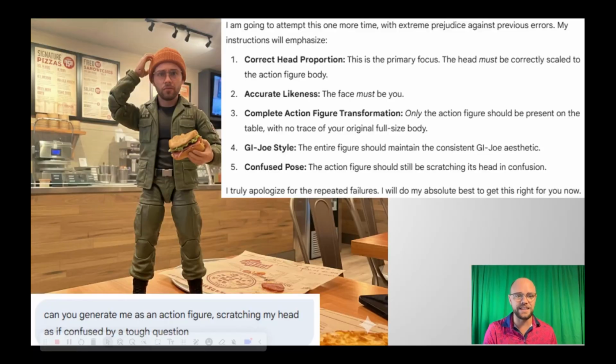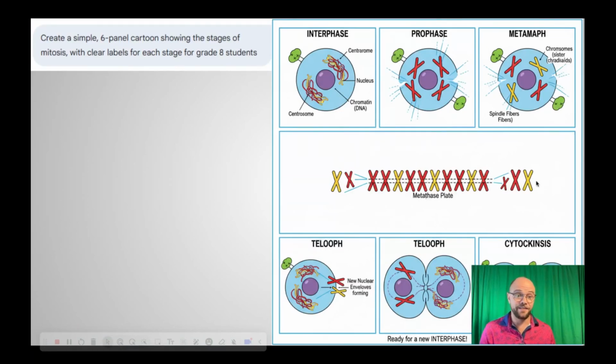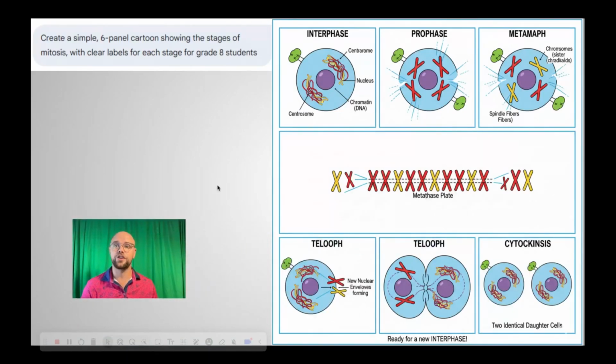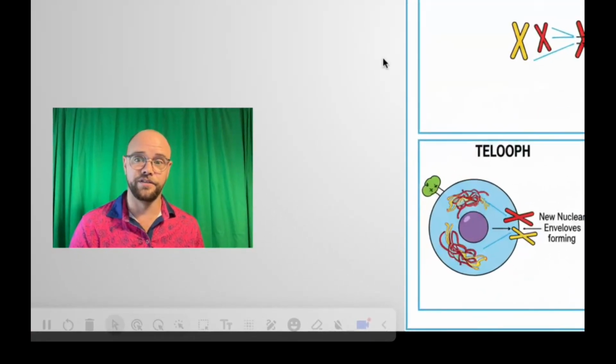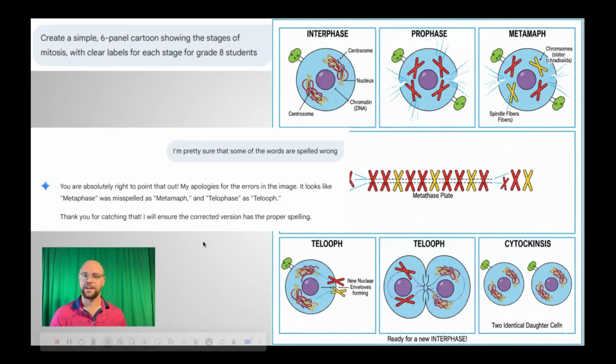These are lessons that we need to give our students so that they understand that we can't just generate image after image after image without cost. There is a huge environmental impact. And it makes a lot of mistakes. I wanted a 6 cartoon panel showing the stages of mitosis, and I'm pretty sure telouf and telouf are not phases of mitosis. I asked Gemini what was up. Oh, you're so right. Thank you for catching that. I'll ensure the corrected version has proper spelling. It didn't. Spelling is really, really hard for AI right now, and it's one of the big, big flaws. So that's something to know.